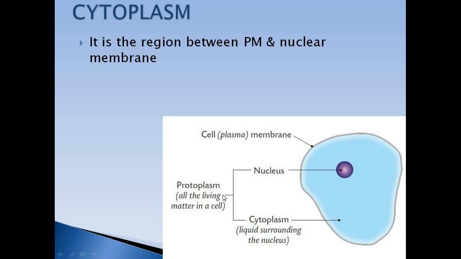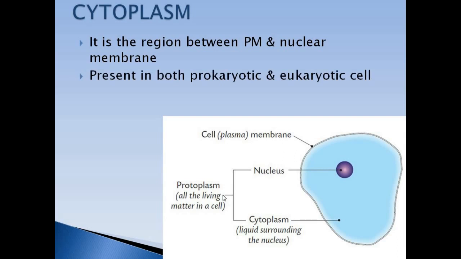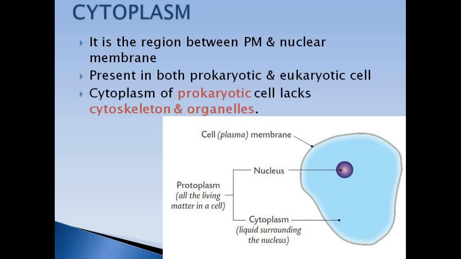Cytoplasm is present in both prokaryotic and eukaryotic cells. The only difference is that in prokaryotic cells, membrane-bounded organelles are absent, and the fibers or filaments that make up the cytoskeleton are also absent.